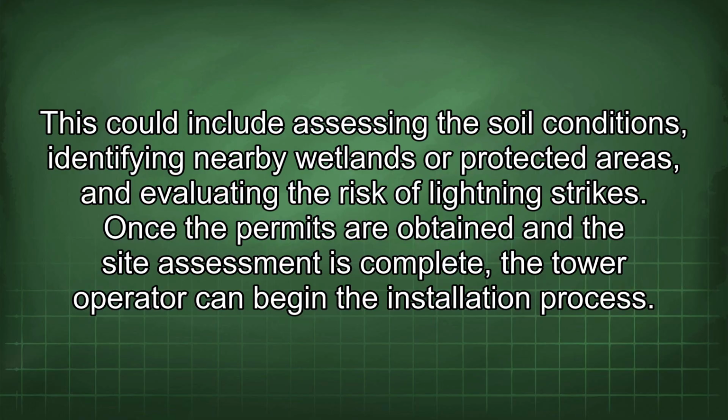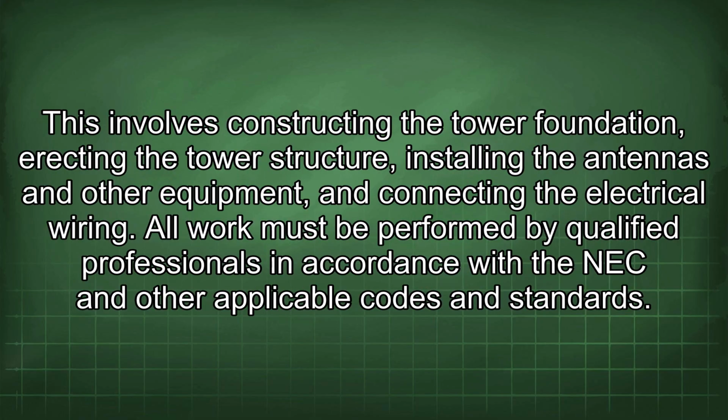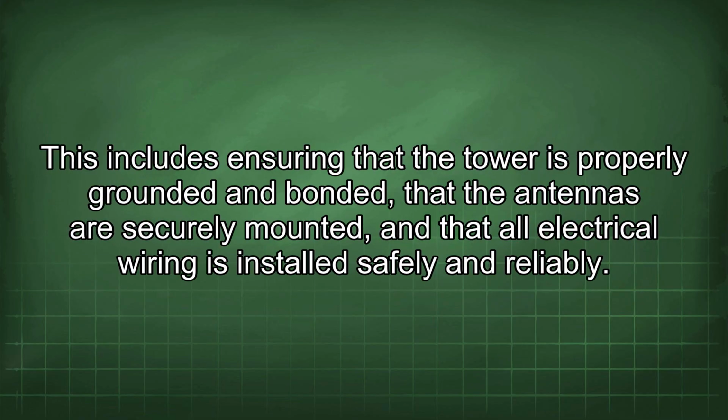Once the permits are obtained and the site assessment is complete, the tower operator can begin the installation process. This involves constructing the tower foundation, erecting the tower structure, installing the antennas and other equipment, and connecting the electrical wire. All work must be performed by qualified professionals in accordance with the NEC and other applicable codes and standards. This includes ensuring that the tower is properly grounded and bonded, that the antennas are securely mounted, and that all electrical wiring is installed safely and reliably.